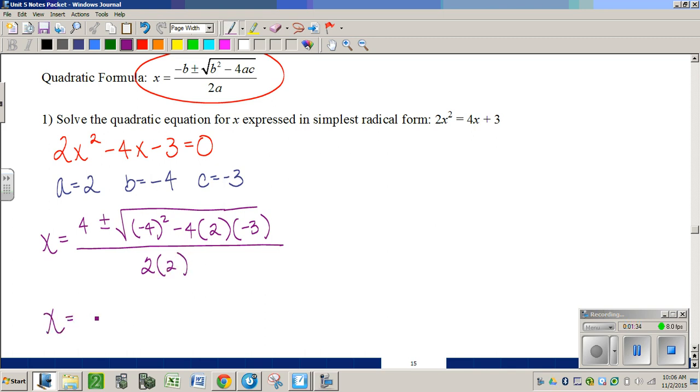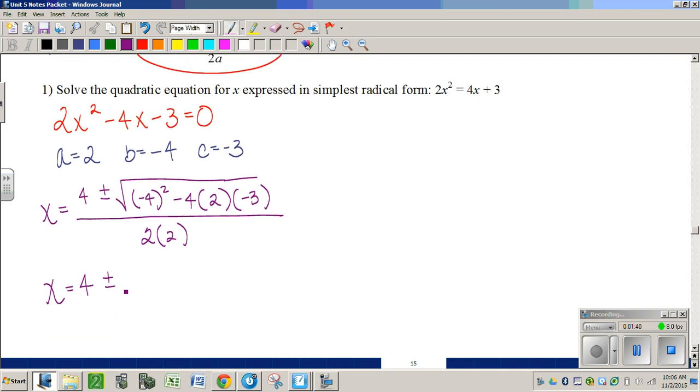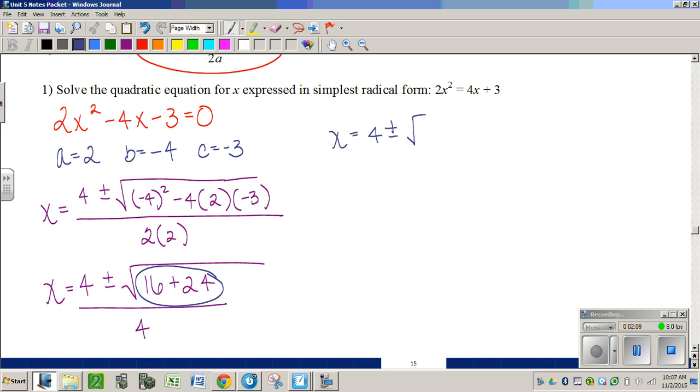Alright, now, here comes the tricky part, simplifying. Please be very careful when you're simplifying. So for example here, when I square negative 4, I'm going to get a positive 16. Now, I am multiplying negative 4 times 2 times negative 3. So when I multiply those all together, I'm going to end up with a positive 24. And 2 times 2, last time I checked, was still 4. Okay, now I'm going to add inside my radical the 16 and the 24. So I'm going to now have x equals 4 plus or minus the square root of 40 all over 4.